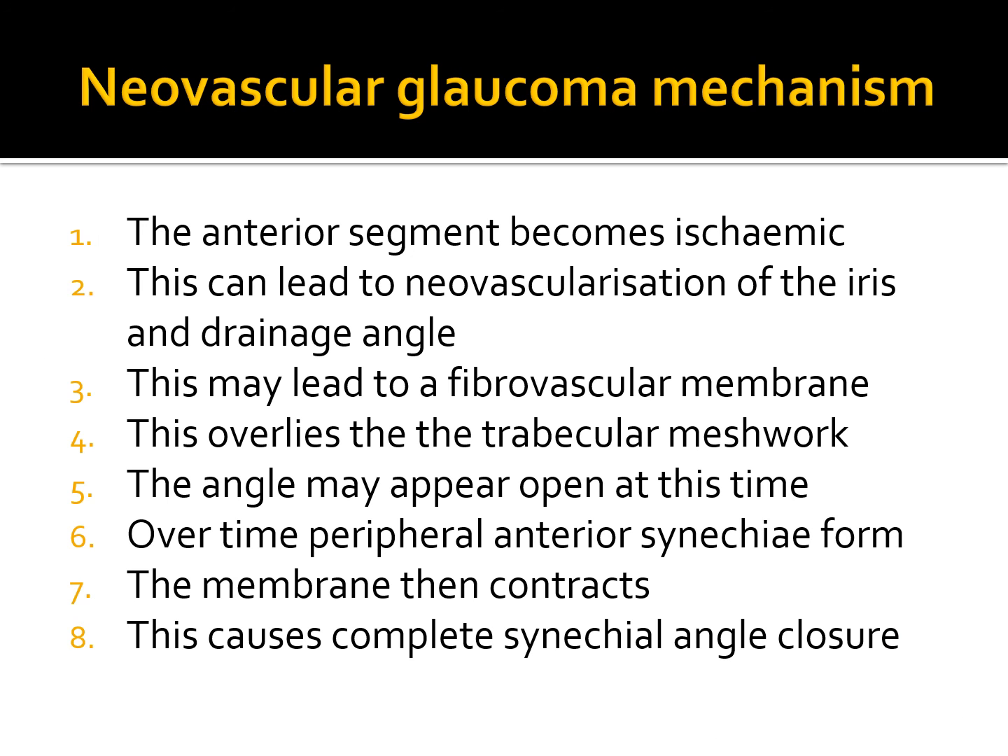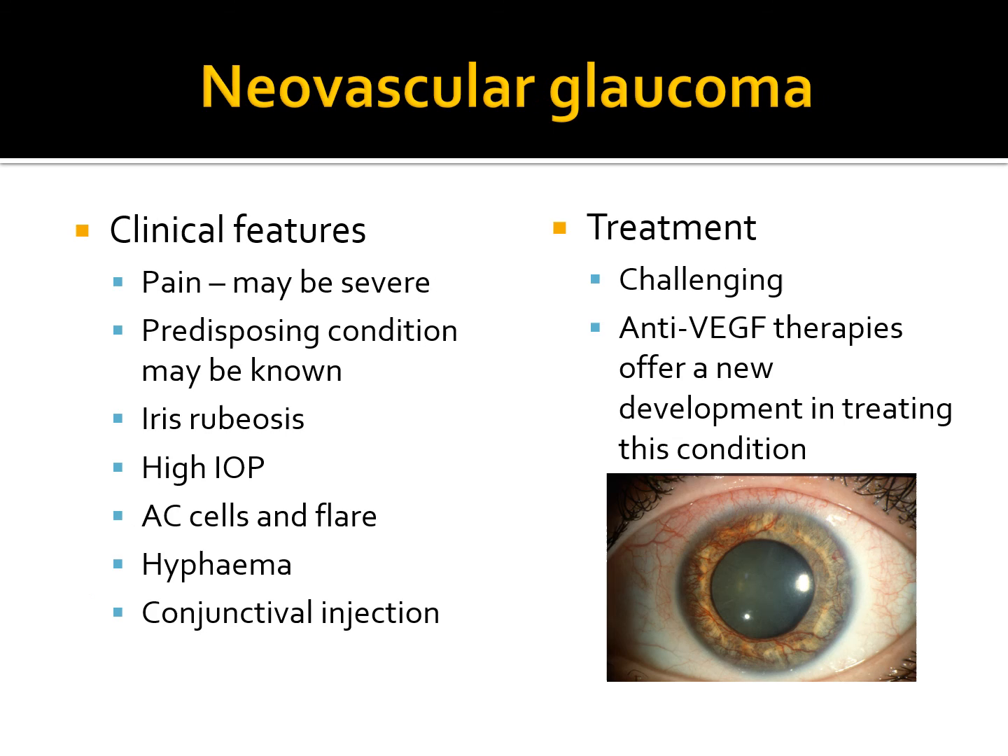So neovascular glaucoma mechanisms, the anterior segment becomes ischemic. That leads to the neovascularization, fibrovascular membrane. That overlays the trabecular meshwork. And the angle may appear open at this time, but then it becomes synechial, and the membrane then contracts and causes complete angle closure. So within the community, we're never really going to be dealing with this stuff.